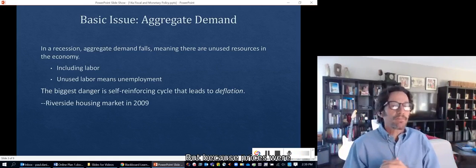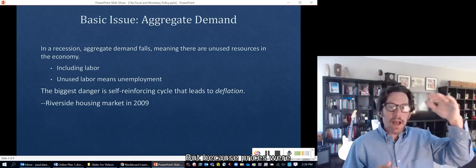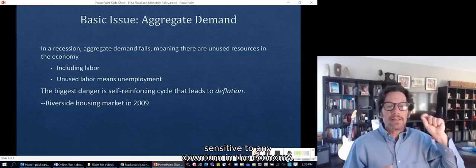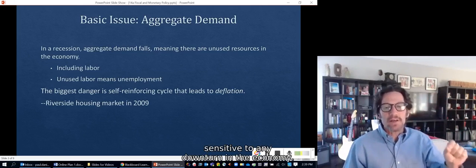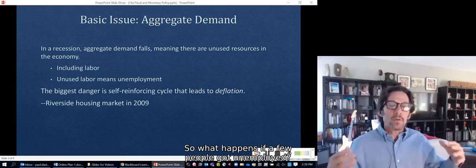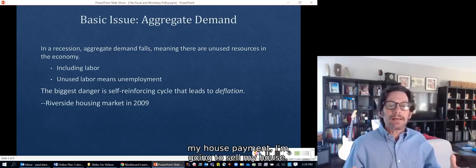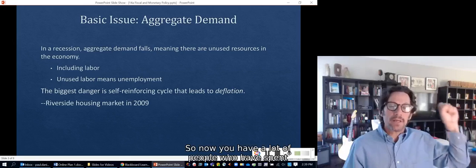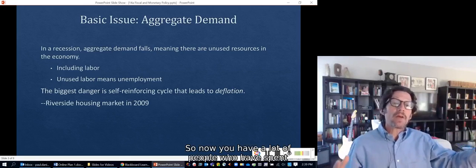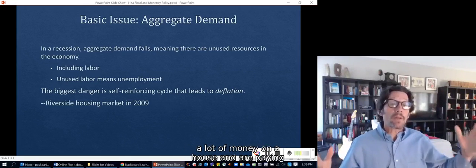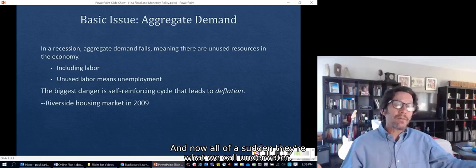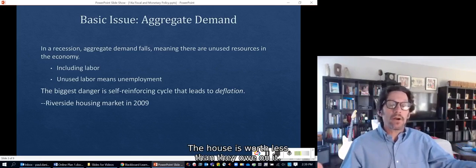Well, but because prices were so high and people had borrowed so much money, the housing market then became very sensitive to any downturn in the economy. So what happens if a few people get unemployed? They say, oh, I can't make my house payment, I'm going to sell my house. So now what happens to the value of housing? It decreases. So now you have a lot of people who have spent a lot of money on a house and are paying a lot of money in loan payments on a house, and now all of a sudden they're what we call underwater. The house is worth less than they owe on it.